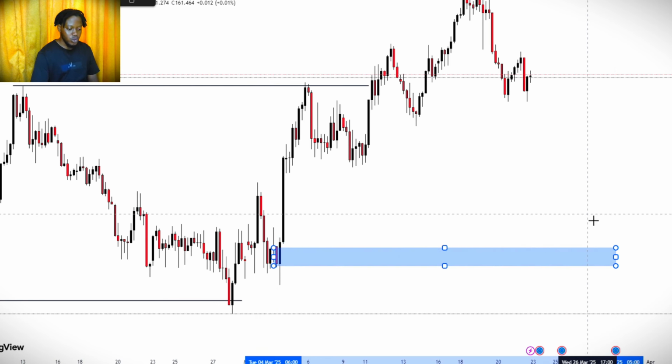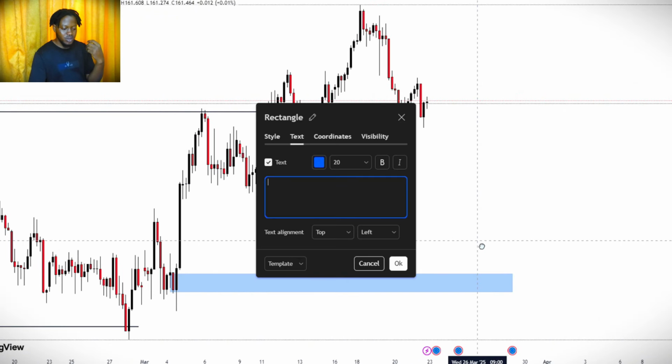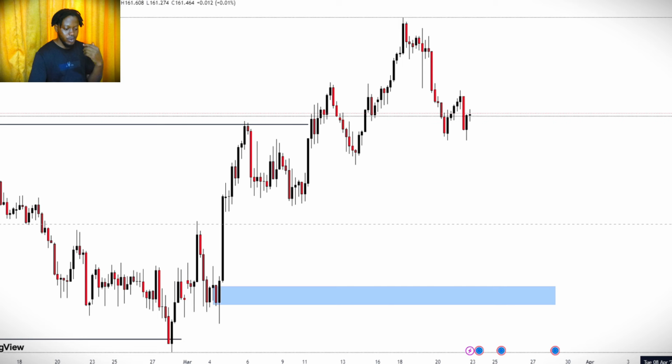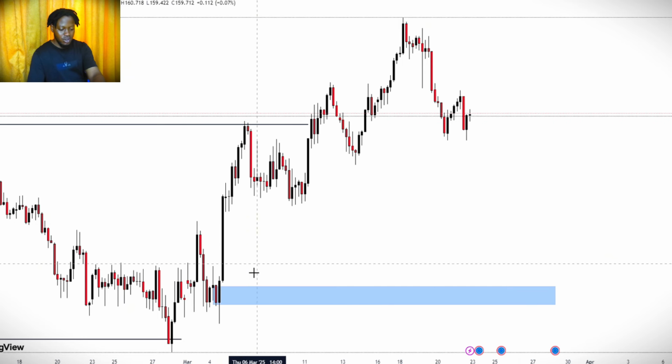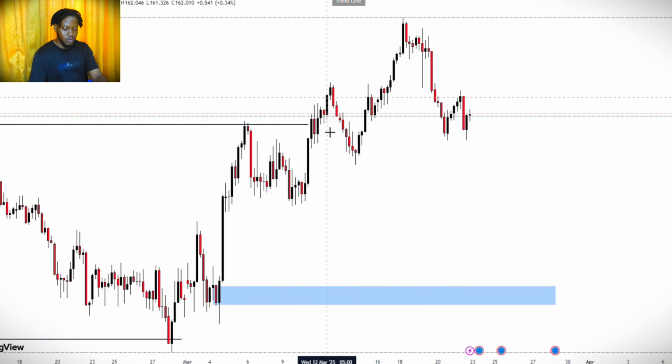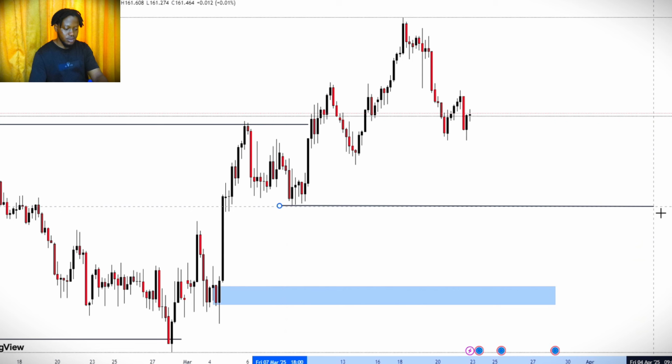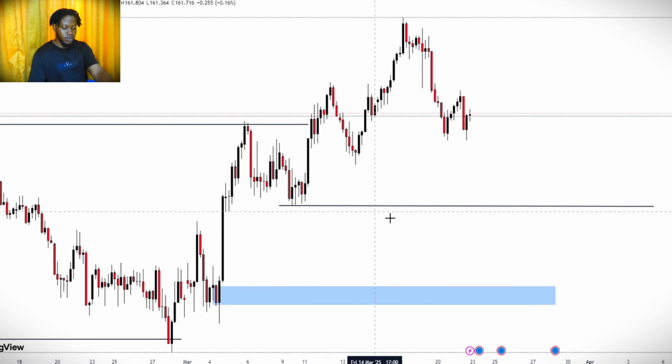If you don't know how to spot your order block, you can go check my video. I made a video talking about how to analyze and spot your order blocks. So this is your order block right here. Definitely price will come to forward it, and this is our flip zone right here.